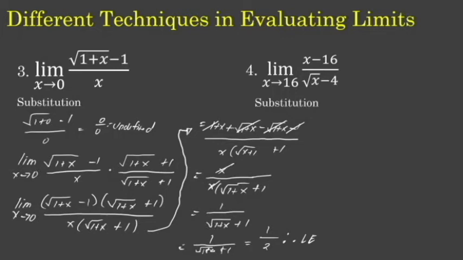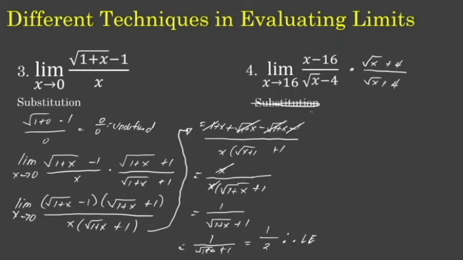Next example, we have the limit of x minus 16 over the square root of x minus 4 as x approaches to 16. So, gagamitan ulit natin siya ng conjugation. So, alam natin na kapag sinubstitute natin, it will automatically be undefined. So, gamitan natin ng conjugation. So, we have, multiply tayo ng square root of x plus 4 over square root of x plus 4.